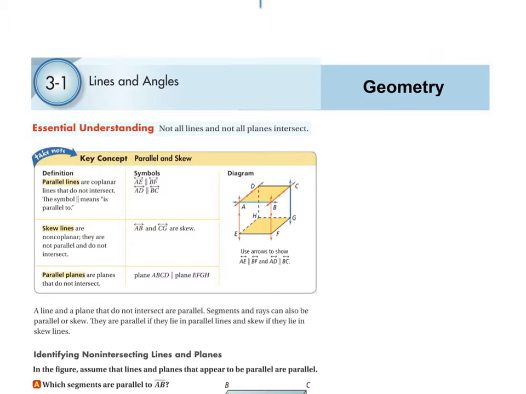Okay, so section 3.1 is about lines and angles. And the good news is there is not a single proof in the section notes. It's the only section in this whole unit that doesn't have a proof in it. So if you're needing a break from proofs, this is your break.